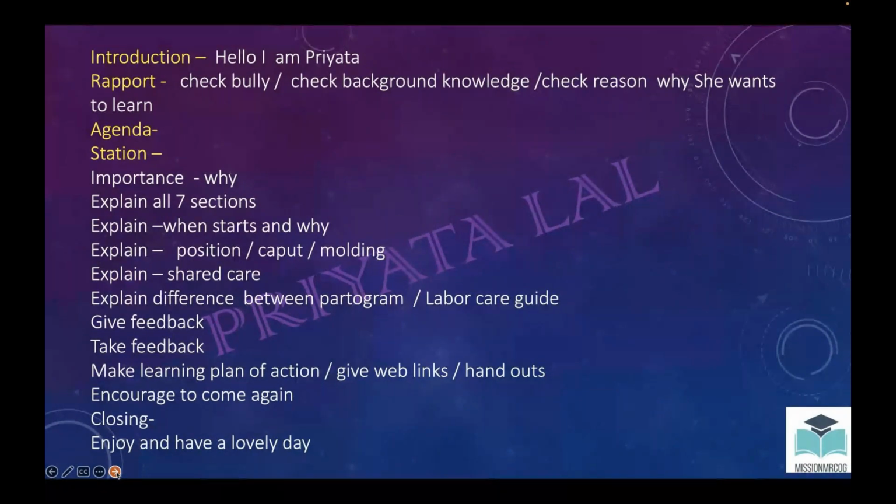Now coming to the questions asked by the junior colleague, what I got to know, he asked why it is at 5 centimeter. Then, what is meant by shared care? What is the position, caput, molding? He wanted to know the difference between partogram and labor care guide. So you have to keep on explaining all 7 sections of it, but in the meantime you have to be a little faster because everything cannot be done in 10 minutes, and he has got all these questions also. So how to do this station?